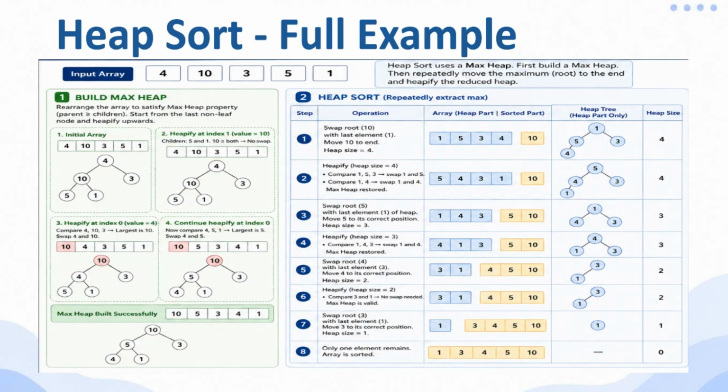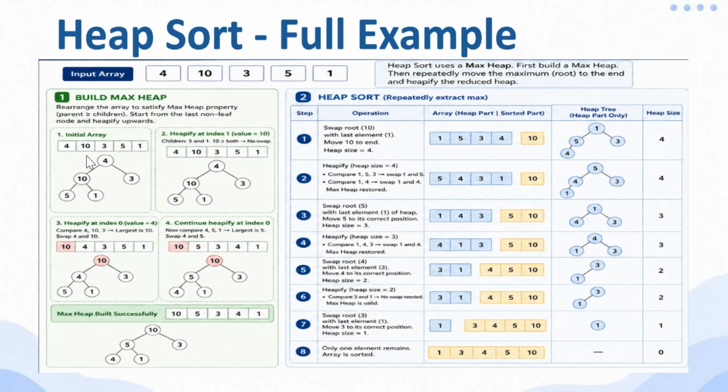So now let's look at some example. This is the original array: 10, 4, 3, 5, 1. And this is the initial tree: 10, 4, 3, 5, 1. You know how to fill trees, right? First we fill the left side, then the right side. After filling the same level, we go to the next level. That's how we fill those trees.